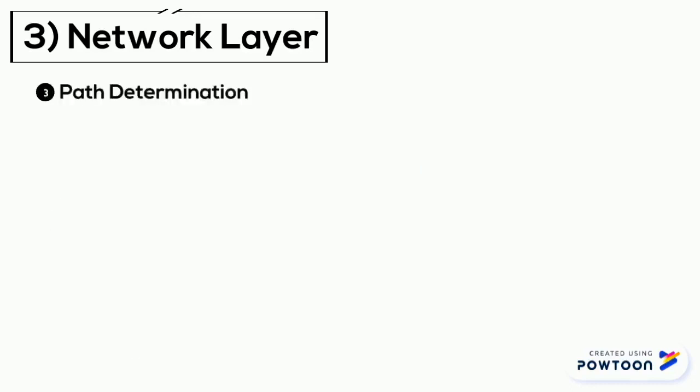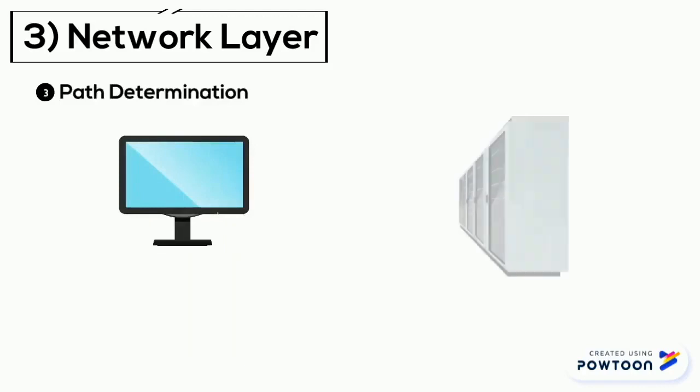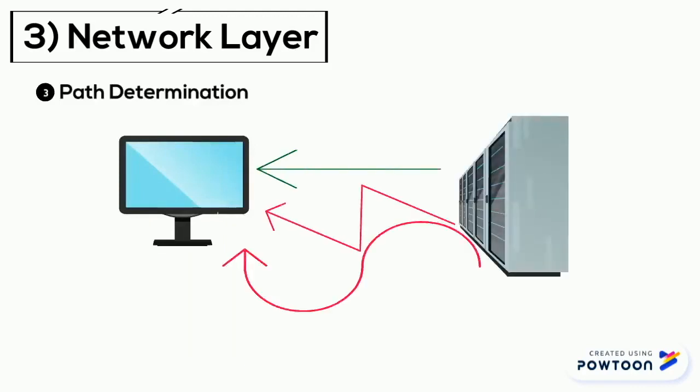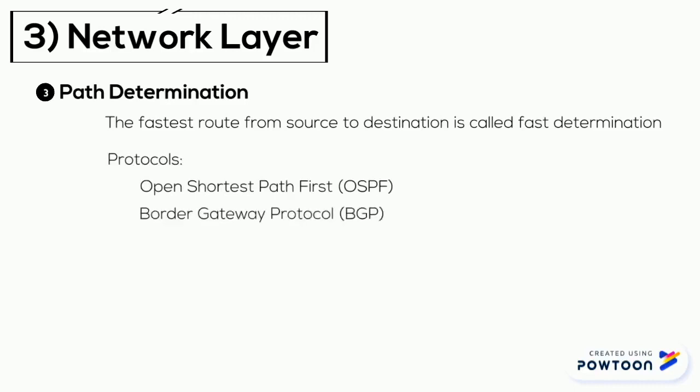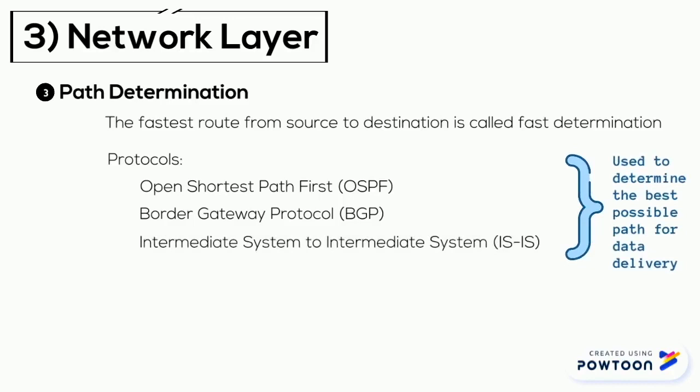Path determination is when a computer is connected to a server. There are many different ways to get to the computer. The fastest route from the source to the destination is called the path determination. Protocols for the network layer are Open Shortest Path First, OSPF, Border Gateway Protocol, BGP, and Intermediate System to Intermediate System, ISIS. These protocols are used to determine the best possible path for data delivery.